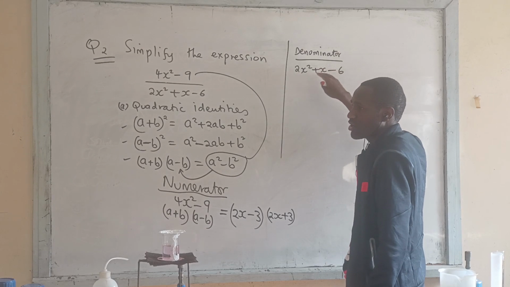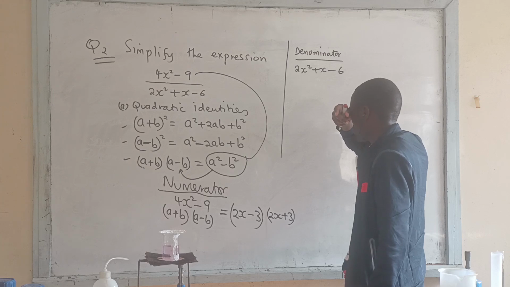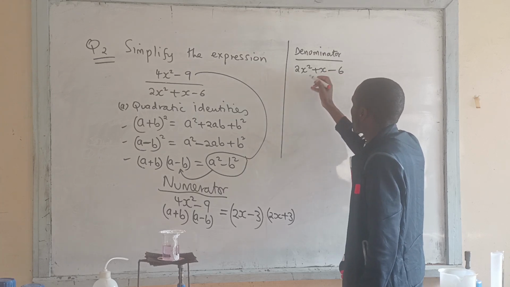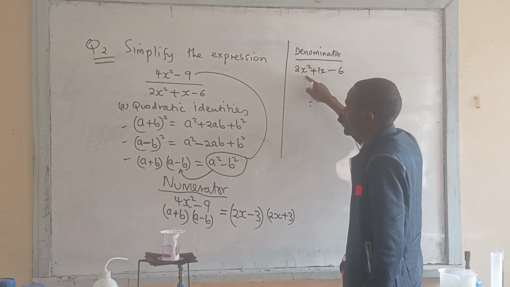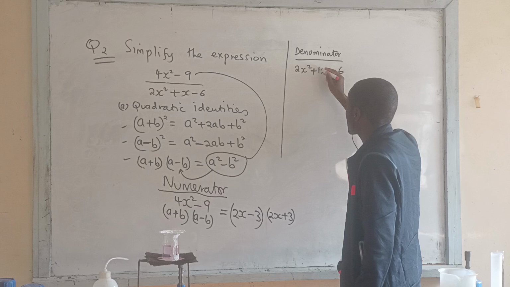I can use the completing the square method, the quadratic formula, the graphical method, or the factorization method. If I'm using the factorization method, I'm supposed to realize that 2x squared plus x minus 6 is the same as 2x squared plus 1x minus 6.